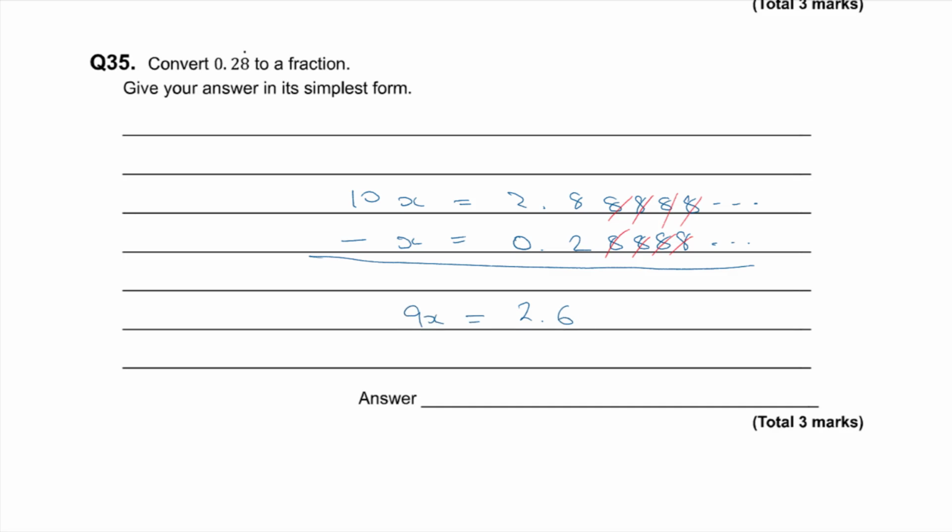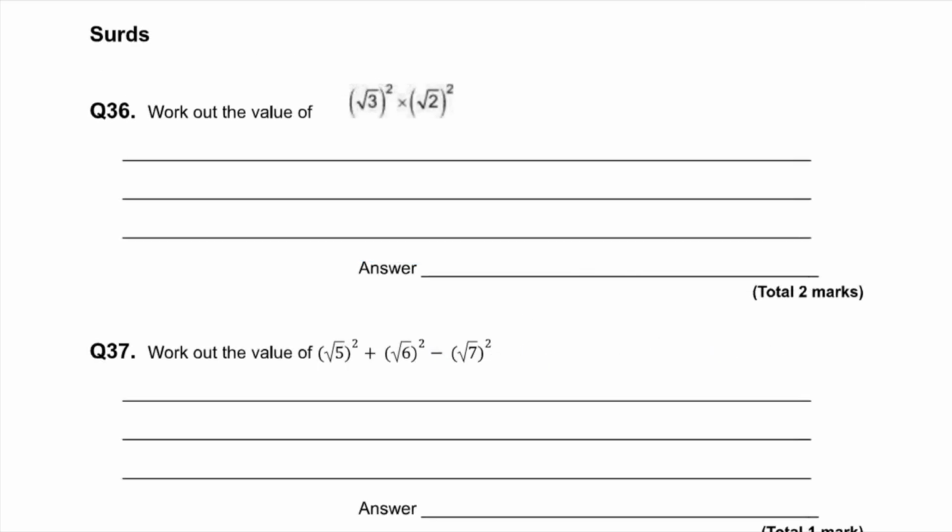Dividing both sides through by 9, I'm going to get x is equal to 2.6 over 9, which is the same thing as 26 over 90, which is the same thing as 13 over 45, and that is as far as I can get, 13 over 45. Moving on to surds. Now you need to know how to combine, to simplify, and to rationalize surds. If you can do all those three things, you should be good for these questions.